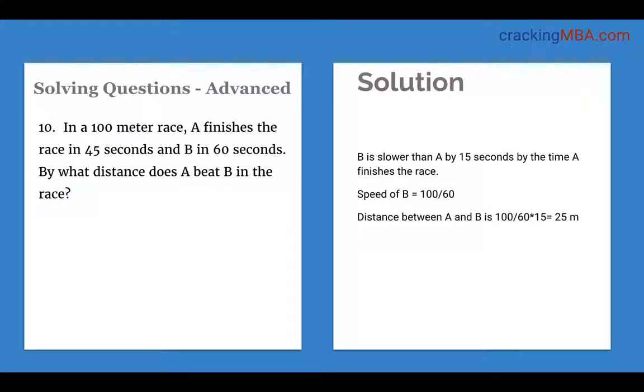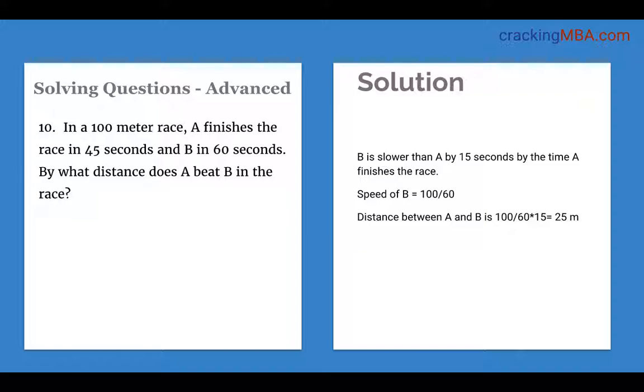In a 100-meter race, A finishes the race in 45 seconds and B in 60 seconds. By what distance does A beat B in the race? This is a slight application of the concept we learned in the previous question. B is slower than A by 15 seconds at the time A finishes the race. So what is the speed of B? It is nothing but 100 by 60, because that is the distance and time.